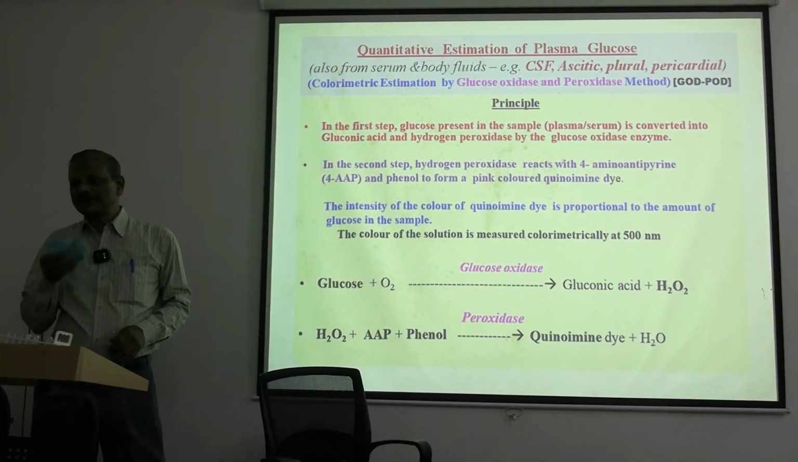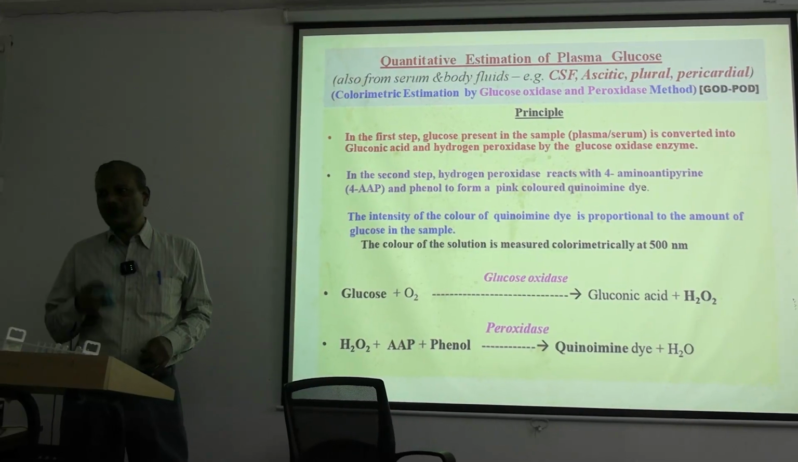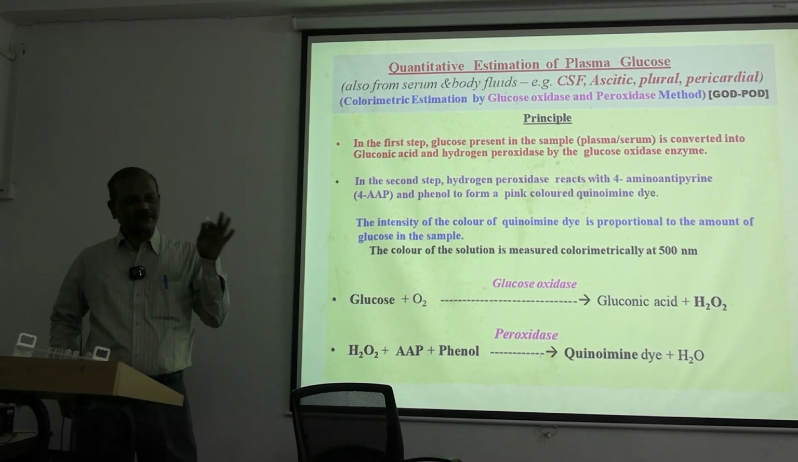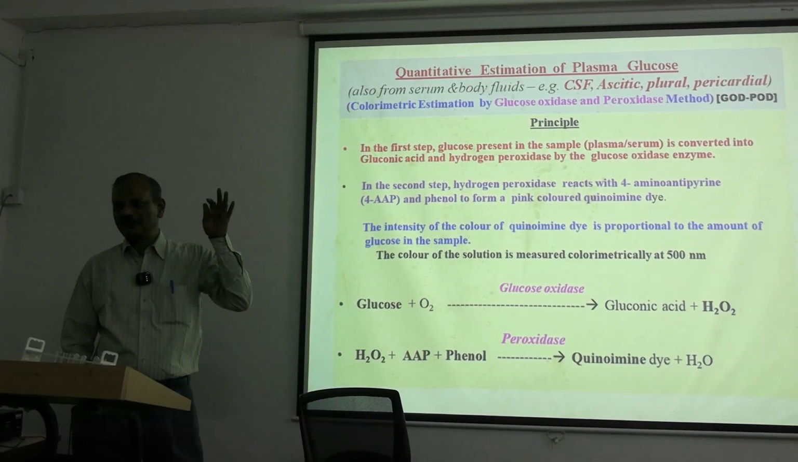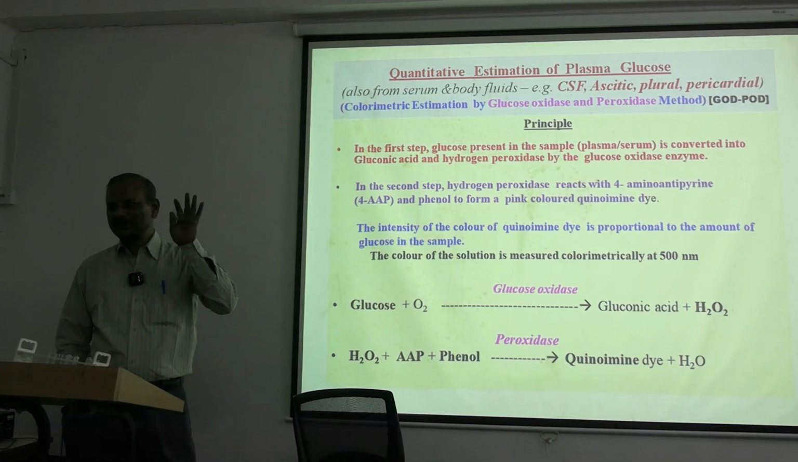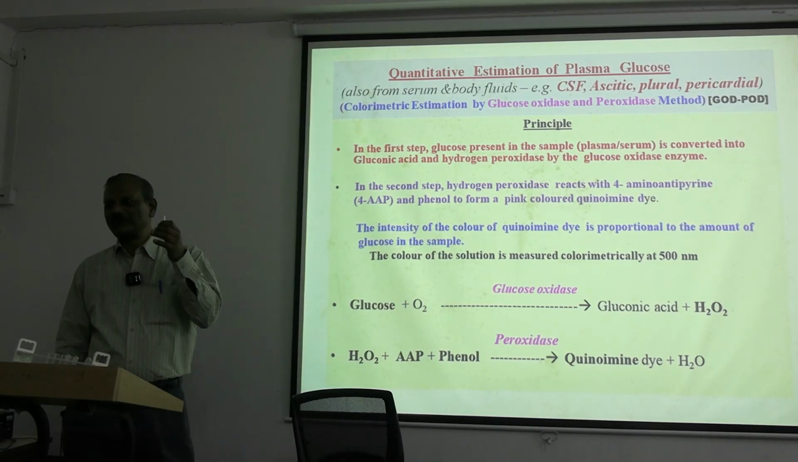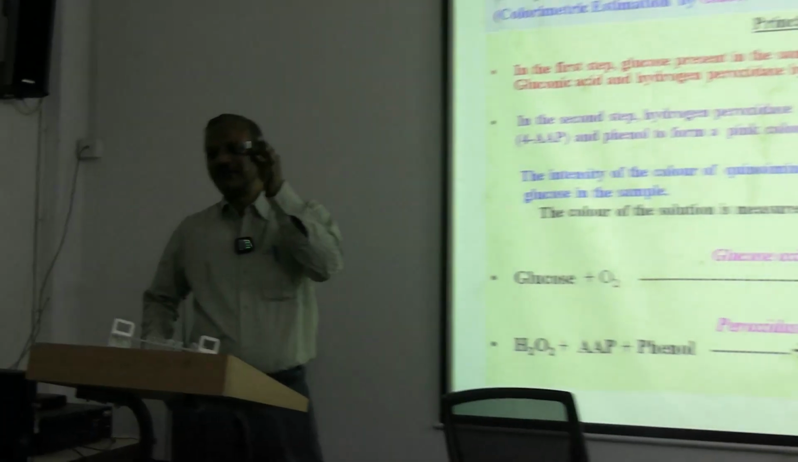If it is less, then it will be less color. If it is more, then more color. But to assess that, you have a standard in front of you, which is giving some color. That 100 milligram of glucose has given this color, and this test sample is giving either less color or more color. If it is less color, then you will get less OD. If you get more color, you will get more OD.